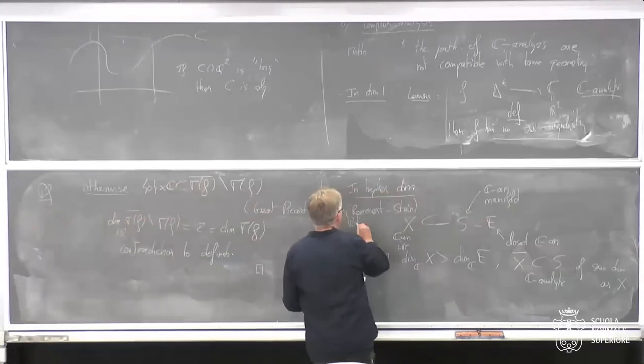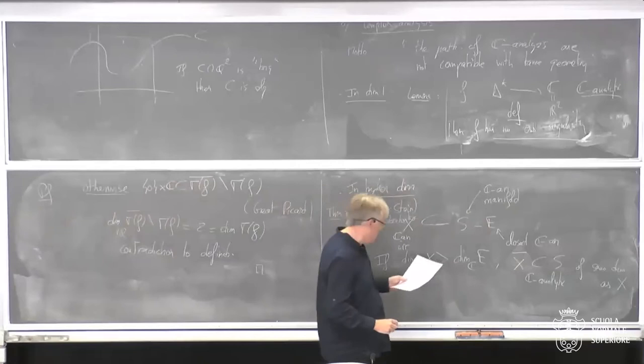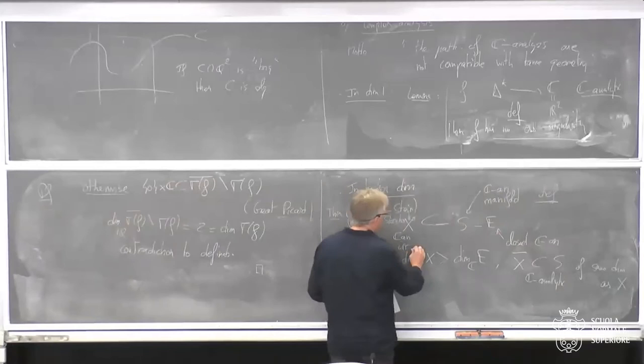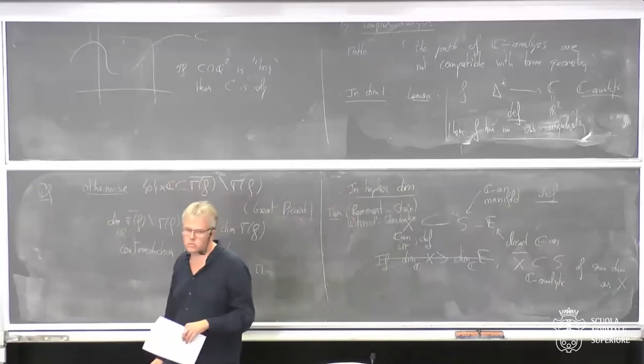The claim is that there is a much nicer, in some sense, definable statement, which is the following. Suppose that X in S is definable in some o-minimal structure. E can be any complex analytic subset, I don't care. And now assume that X is also definable. Then you can remove this assumption, and the statement is still true.